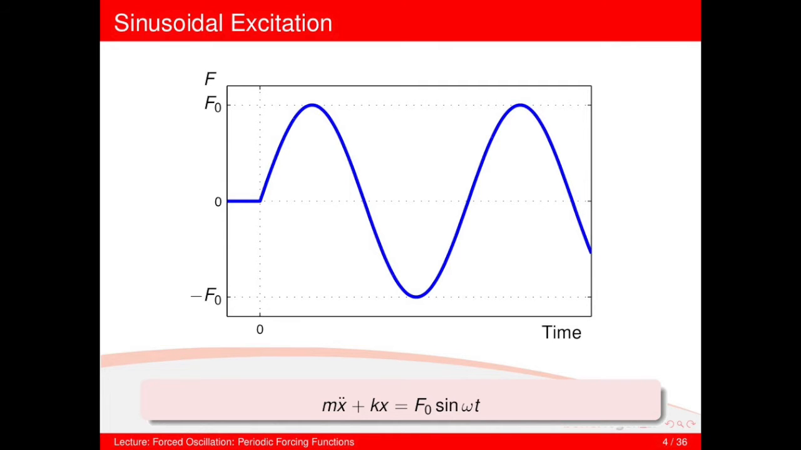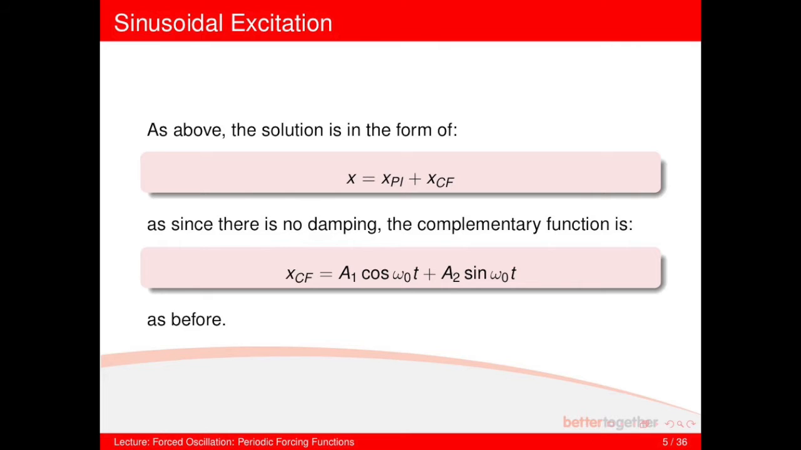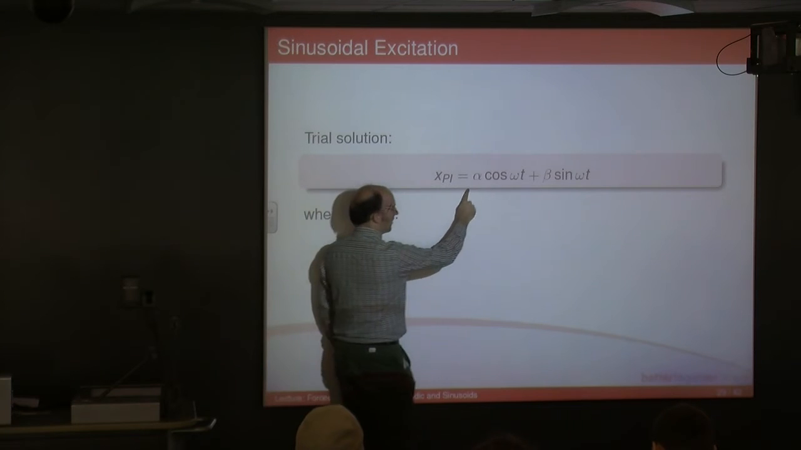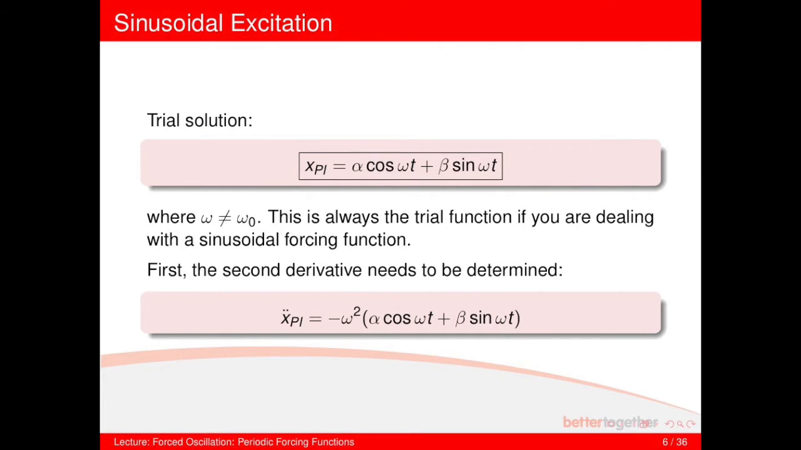So what I do is again, it's going to be the addition of xpi plus xcf, xcf being the undamped free oscillation equation, which is there. And then we try our trial solution, which is a sinusoid. Whenever you've got a sinusoid, you've got this as your trial function: a mix of cosine and sine at that frequency omega, which I'm giving the system. So that's the frequency, it's fixed. If I apply something of 5t, then omega here will be 5 in my trial function. What I've got to find is alpha and beta.